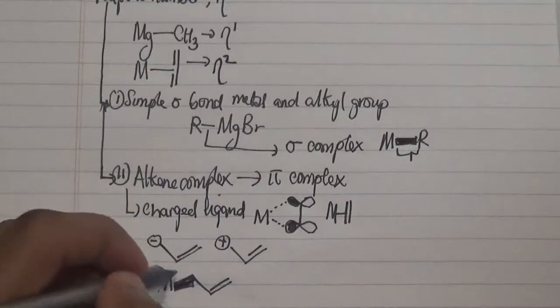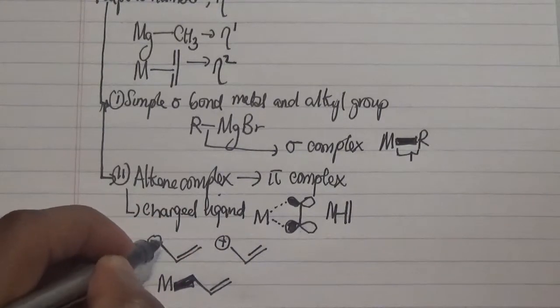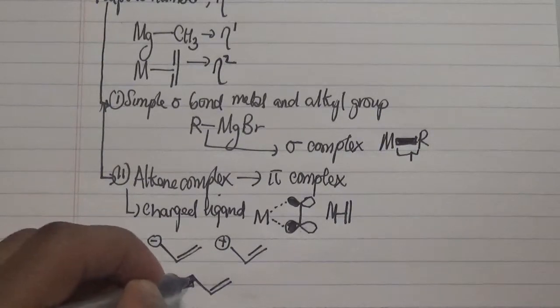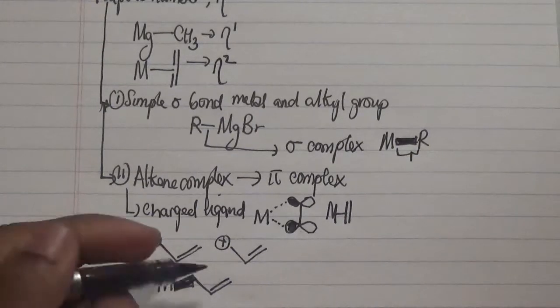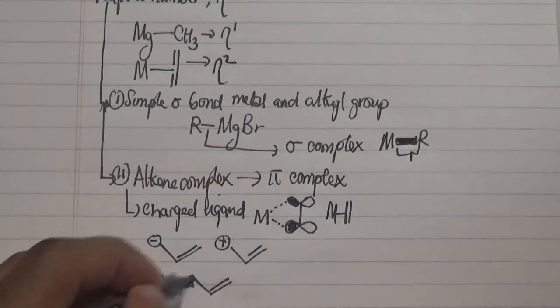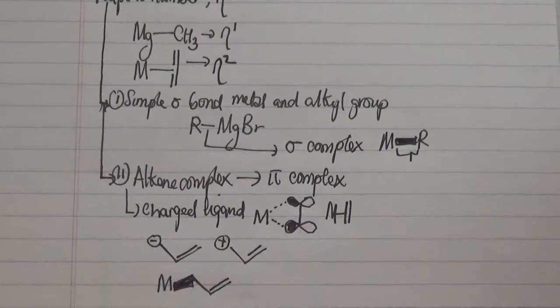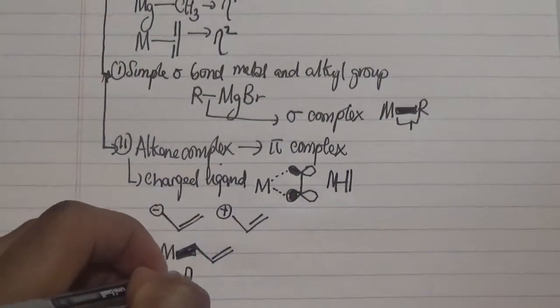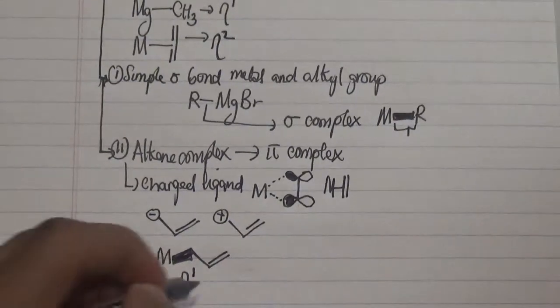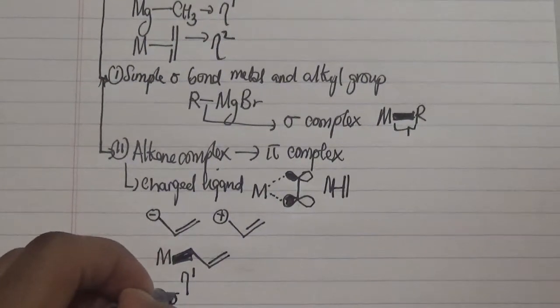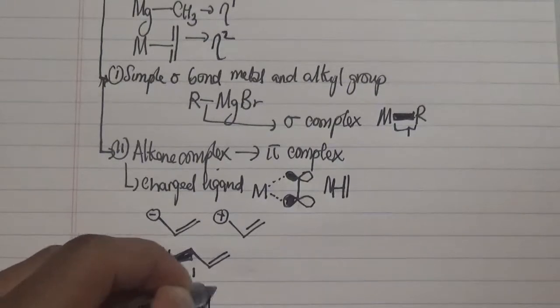So if I'm putting two electrons here, the electrons could be donated to our metal to form a sigma bond, and then what we have in this case is just one atom coordinating with our metal. So this is represented as eta to the power of 1, and this is called the sigma allyl case.